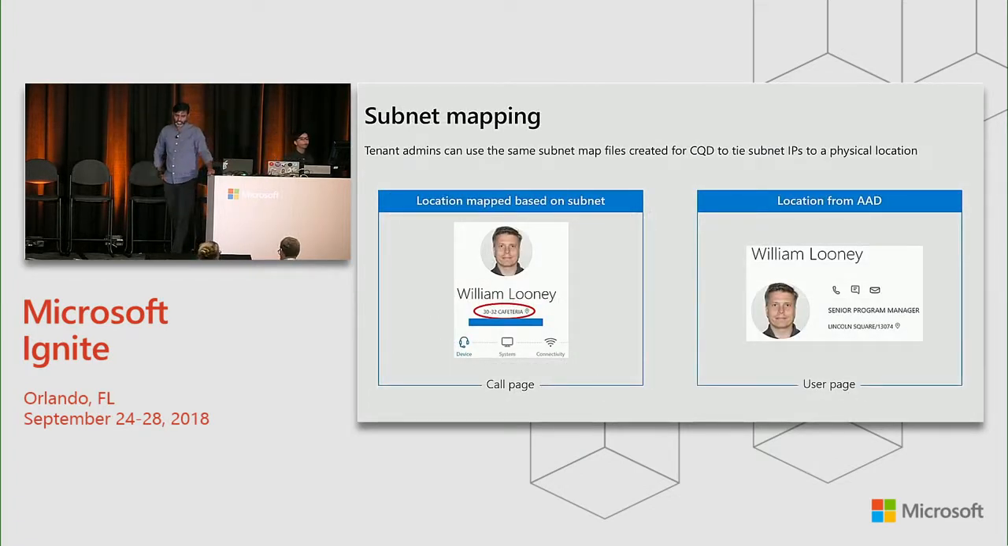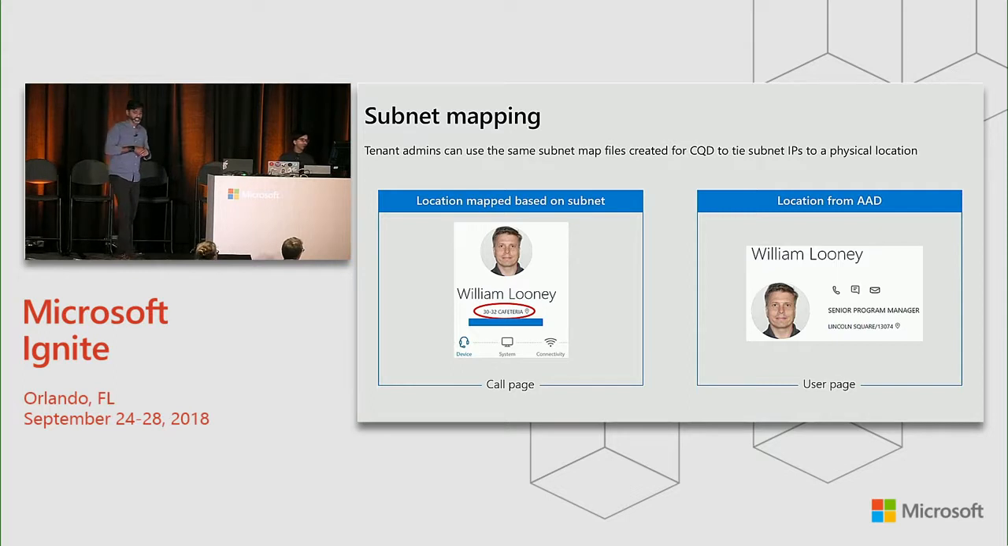Subnet mapping. While we have a ton of data that we have captured, and we are doing a little bit of analytical work in terms of classifying calls as poor or good, we want to make sure that we are leveraging what we already have for CQD. So how many of you are familiar with subnet mapping and have done that? That's great. You don't have to do anything specifically different here. We use the same subnet mapping that you do for CQD. We take the same TSP files, and then you see a different user page and call page.